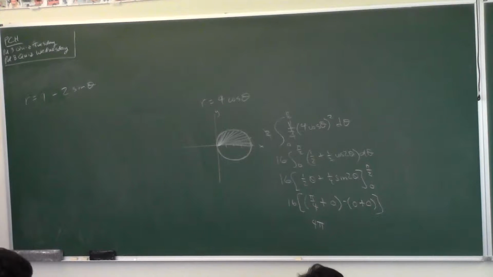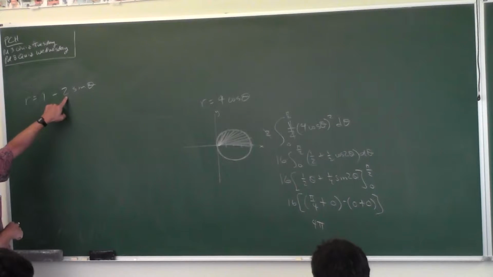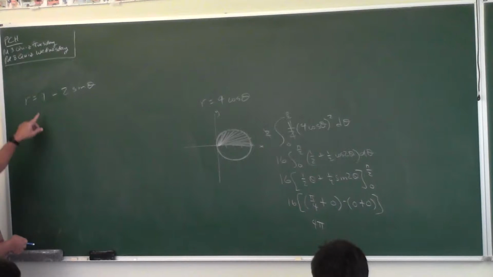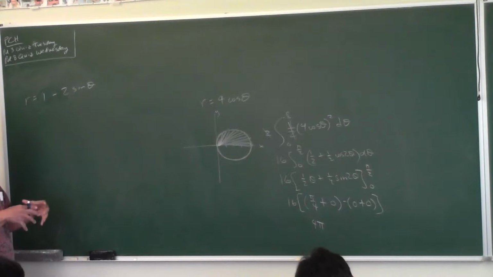Okay, no, yeah, this is not the rose curve. This is a limaçon with an inner loop. How do I know? Because this number is smaller than that one. If this number equals that one, you get a cardioid, right? If this number is bigger than that one, then you get a blob, right?